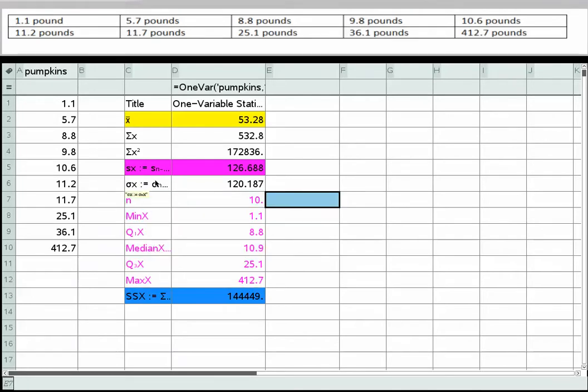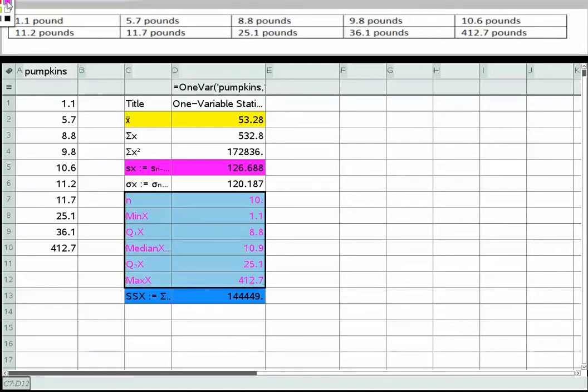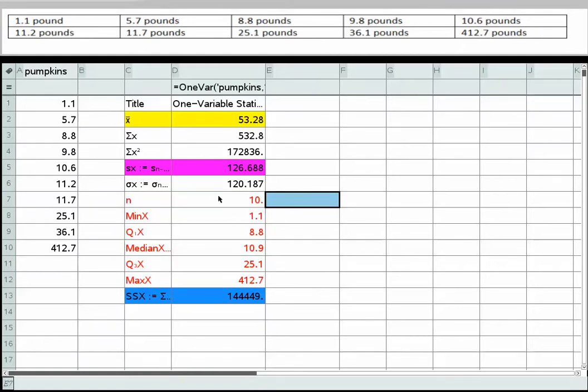I'll make it red. All right. N is 10. This right here is the population standard deviation. We probably won't use that a whole lot. That was what would happen if you would add those numbers together. These are the box and whisker plot data, and 10 is nice to know.